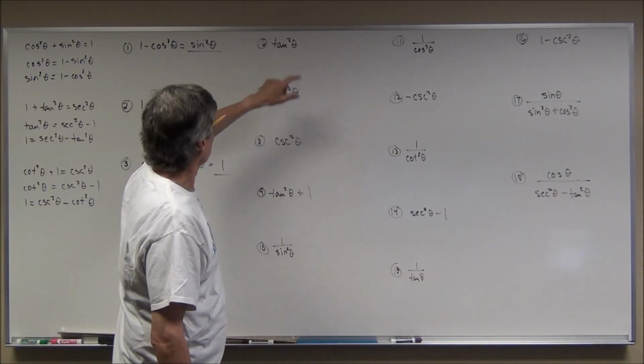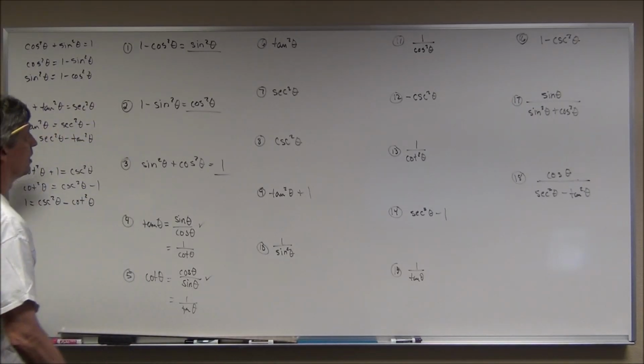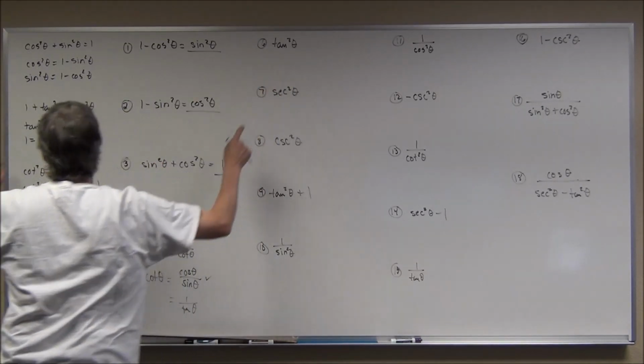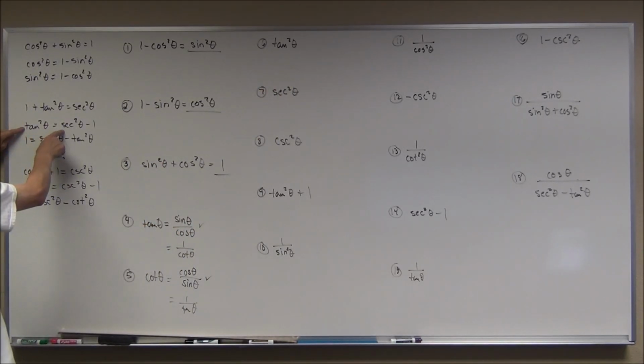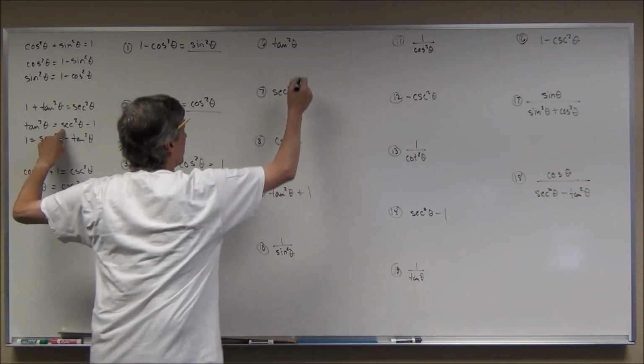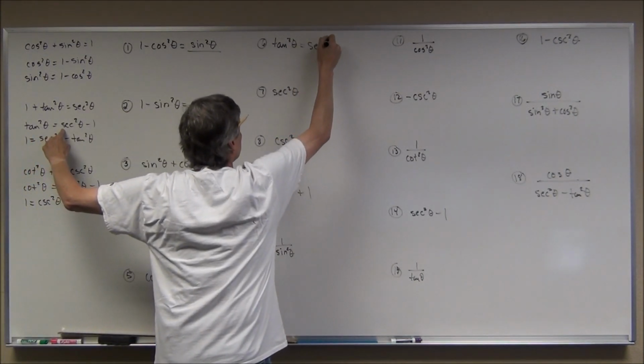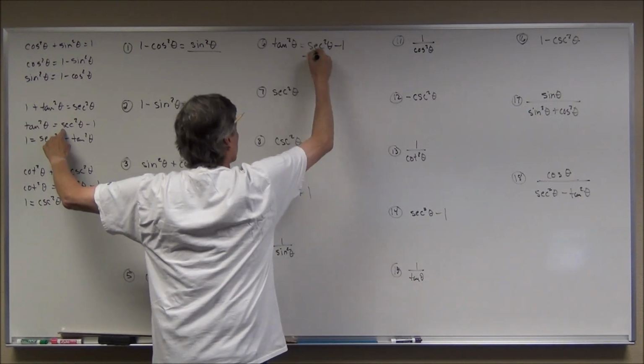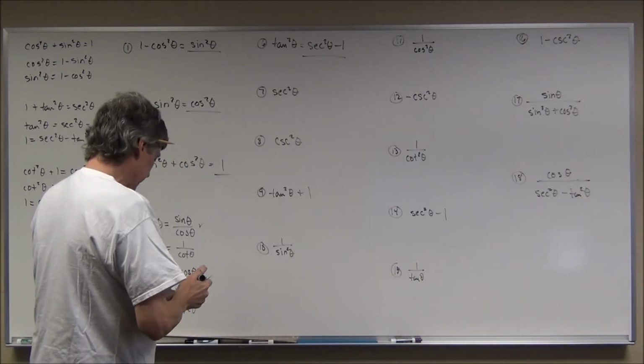Now it gets a little more interesting. Now we get some tangents. So I'll find my tangent ones right in here. Tangent squared theta equals, well look right here, tangent squared theta equals secant squared theta minus 1. There it is. It's just that simple. Let's see if I can get a better pen here.